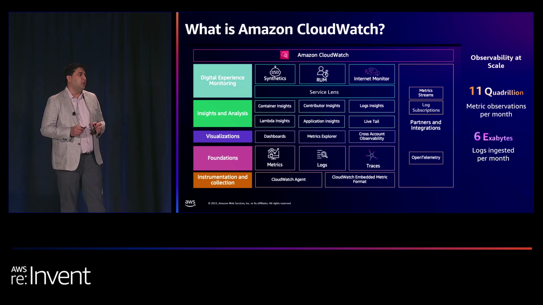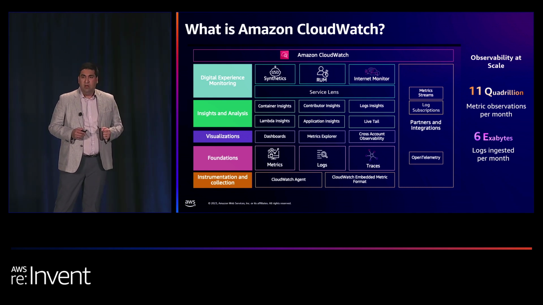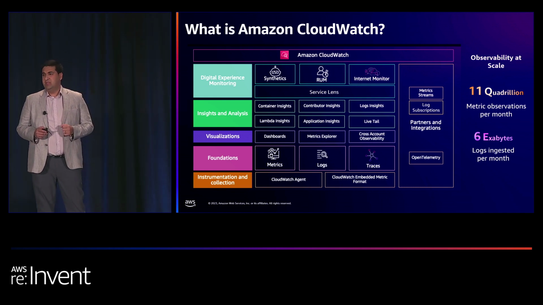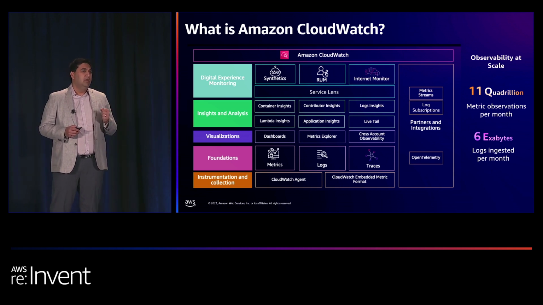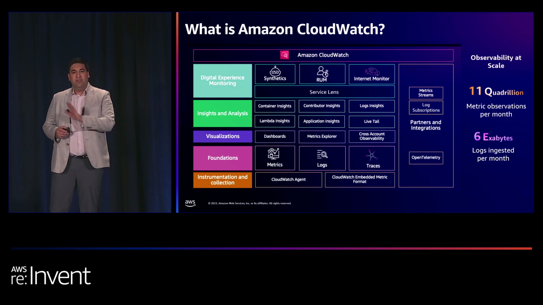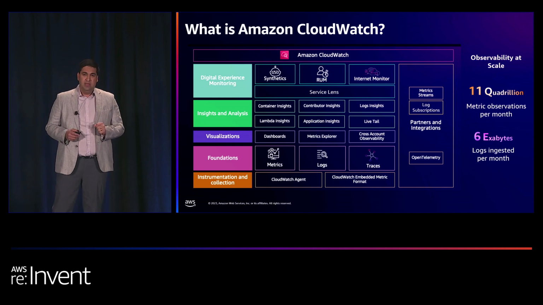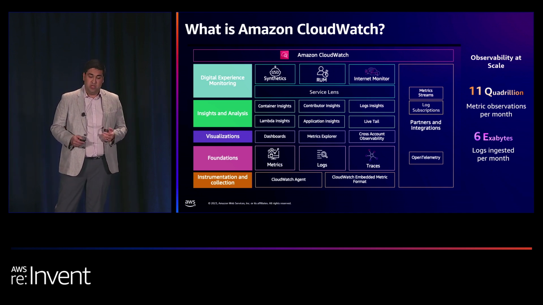What I want to stress upon you is CloudWatch is all about observability at scale. We have millions of AWS customers using our product, sending us 11 quadrillion metric observations per month. That's 11, followed by 15 zeros of metric observations per month, and 6 exabytes of logs ingested per month. That's 6, followed by 9 zeros of gigabytes per month. So we really pride ourselves at the scale at which we help our customers operate.